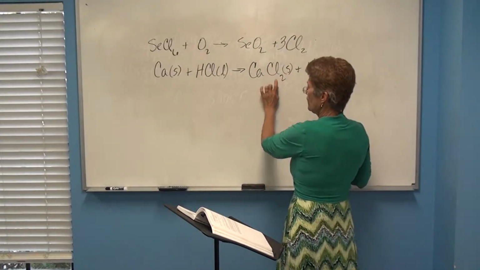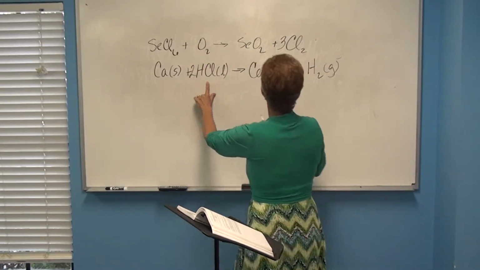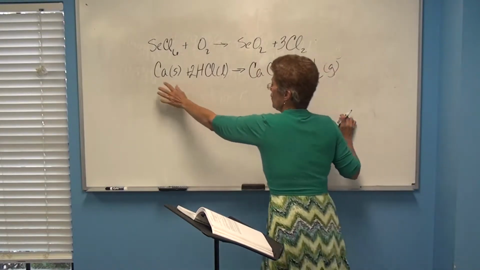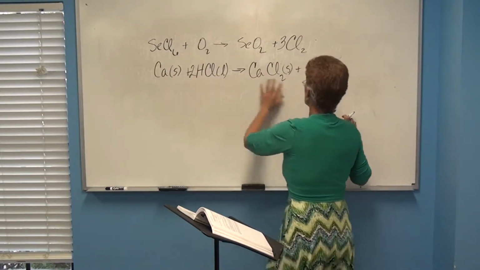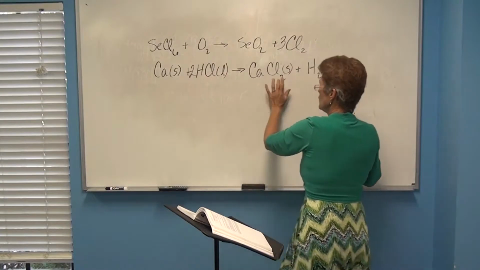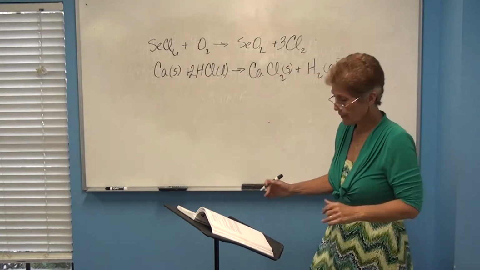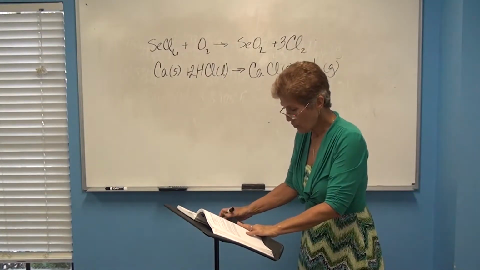Now we have 2 of these, so we're going to need 2 of these. We have 2 of these and 2 of these. So let's see: 1 calcium, 1 calcium; 2 hydrogens, 2 hydrogens; 2 chlorines, 2 chlorines. So you're good. Okay, let's go to C.